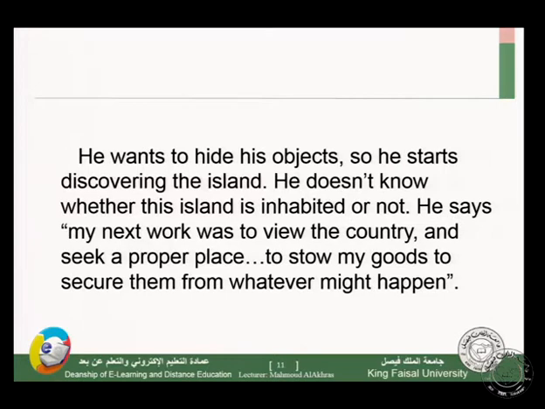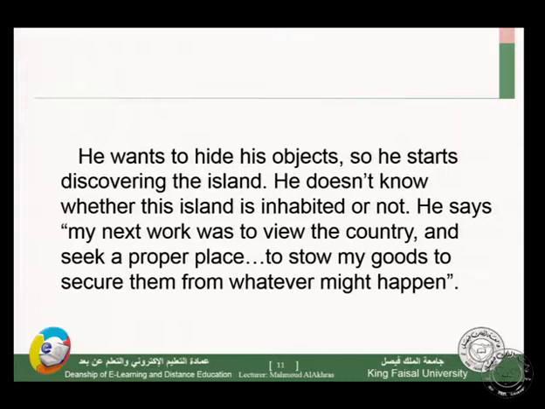He wants to hide his objects, so he starts discovering the island. Now he wants to see other sides of the island and discover whether there are other human beings or not. He doesn't know whether this island is inhabited or not. He doesn't know anything about this island.